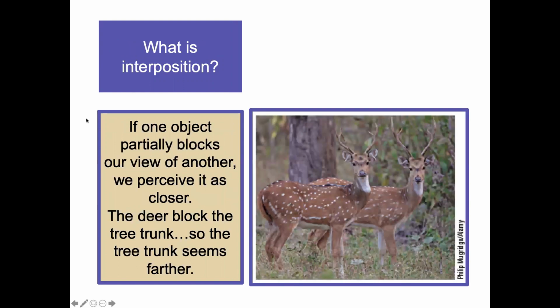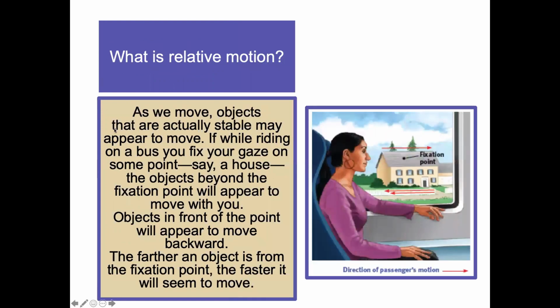What is interposition? If one object partially blocks our view of another, we perceive it as closer, as in this picture of the deer. The deer blocks the tree trunk, so the tree trunk seems farther away. So what about relative motion? As we move, objects that are actually stable may appear to move. You may have noticed this in a car before.